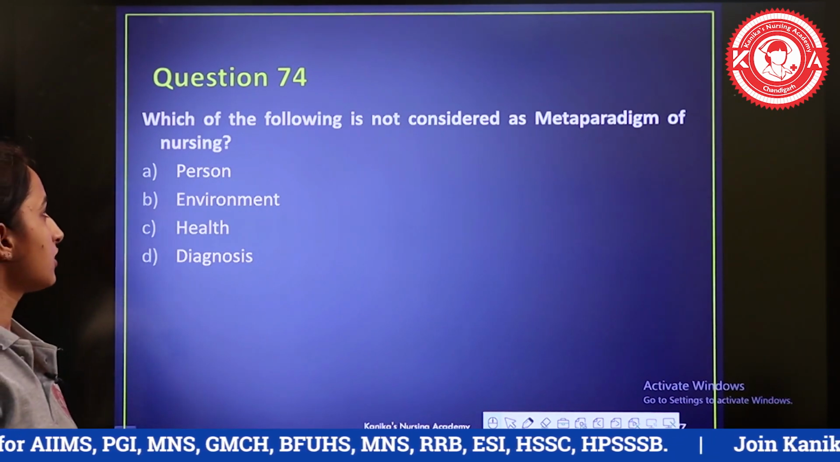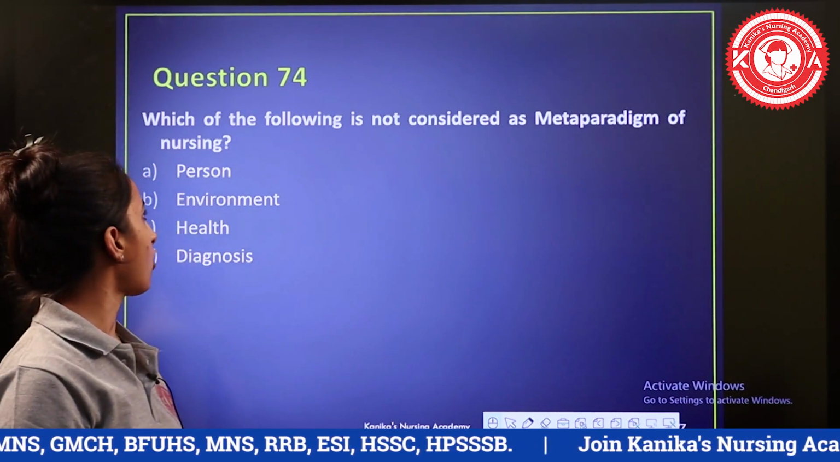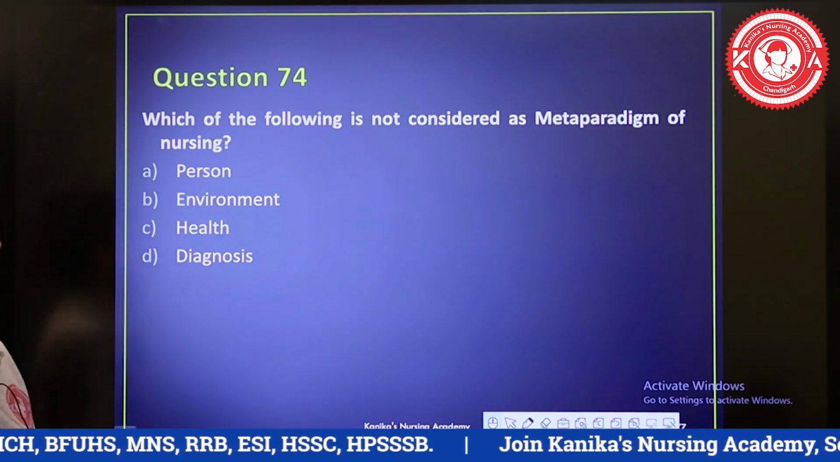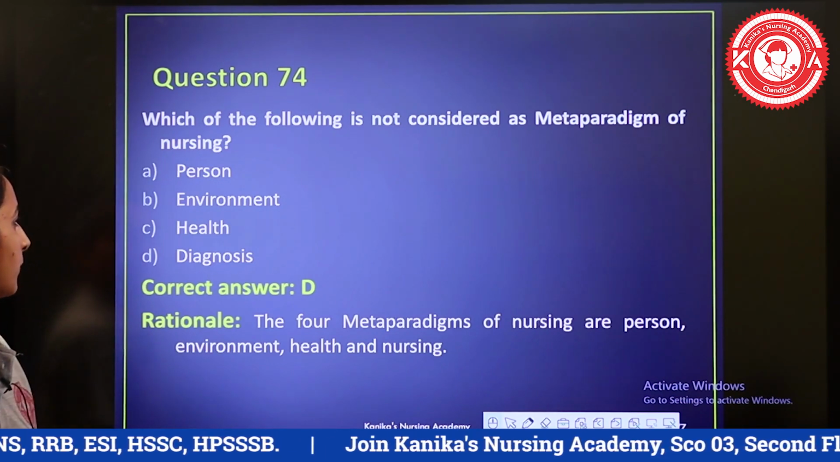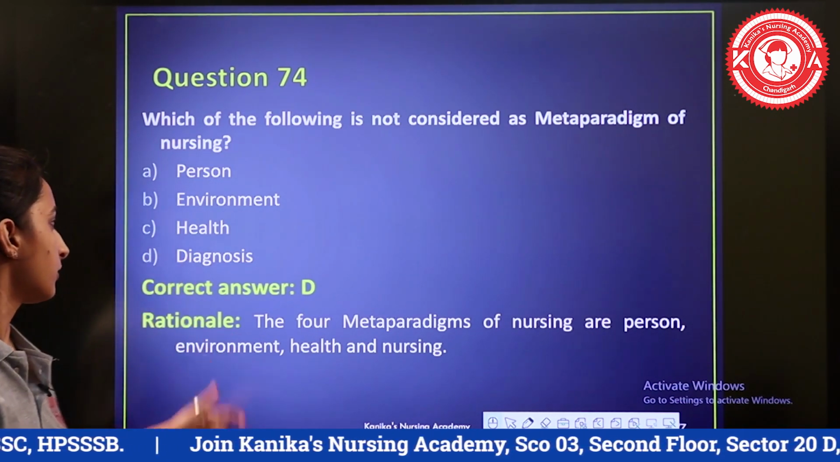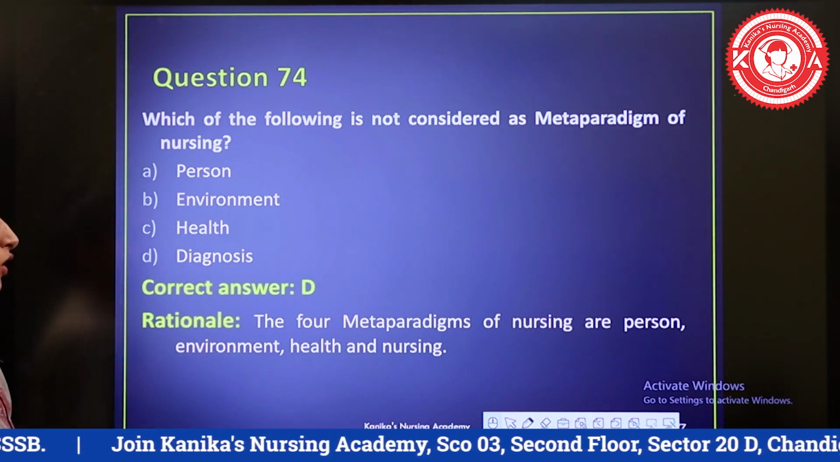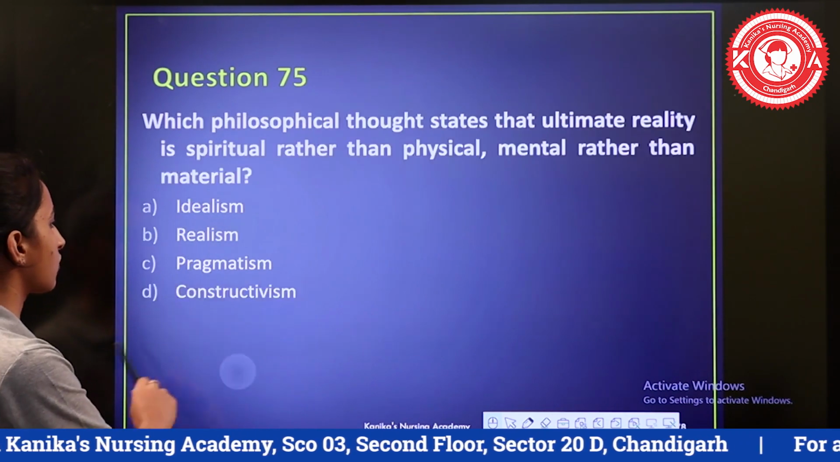The next question is, which of the following is not considered a meta-paradigm of nursing? The meta-paradigms of nursing are the person, environment, health and nursing, but diagnosis is not a meta-paradigm of nursing. So the right answer is D, that is diagnosis.